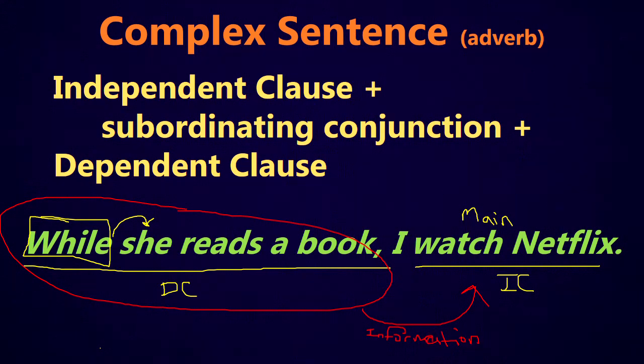So I watch Netflix. The question might be when. When do you watch Netflix? The answer would be while she reads a book. So in an adverb complex sentence, the dependent clause is giving us some information about where, when, why, how the action is happening in the main clause.